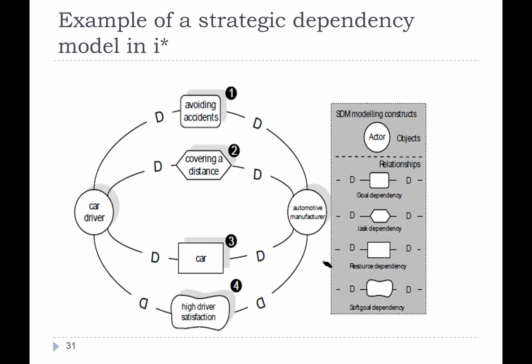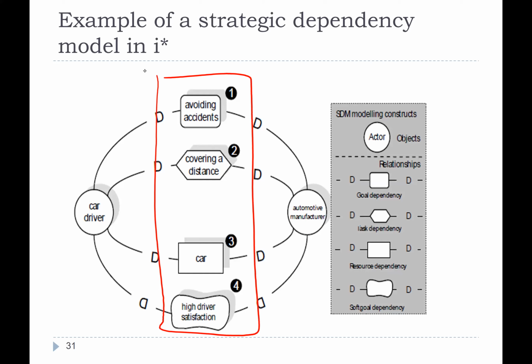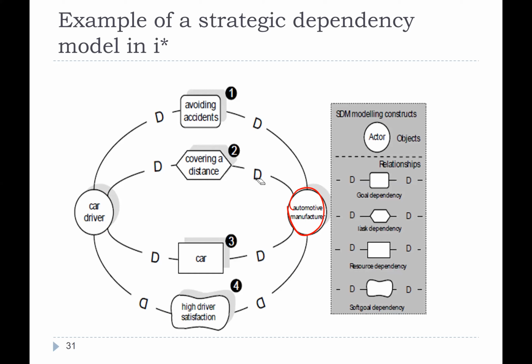All right. So the strategic dependency model shows a whole bunch of dependencies. This is my actor one, this is my actor two, and these are the things that they depend on each other for, okay? So when I'm reading this, remember, you can see the arrow is going this way, the letter D is going this way, the letter D is going that way. Now, the last one is actually going the other way. Let me read it again. So a car driver depends on the automotive manufacturer in order to avoid accident, in order to cover a particular distance by getting the car, in order to get the resource that is the actual car.